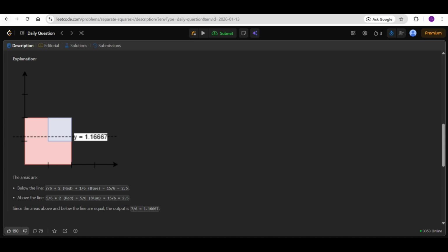The total area above the line is 5/6 times 2 from the red square, plus 5/6 from the blue square, which again equals 15/6, or 2.5. Since the areas on both sides are perfectly balanced, the answer is output 1.16667. So in both examples, the key idea is finding the lowest horizontal line where the area above and below is equal, even when squares overlap.